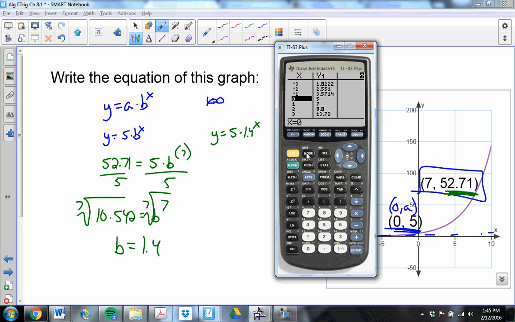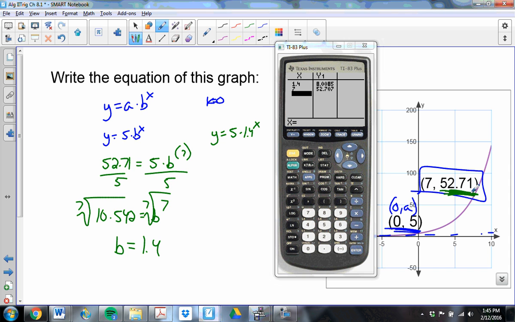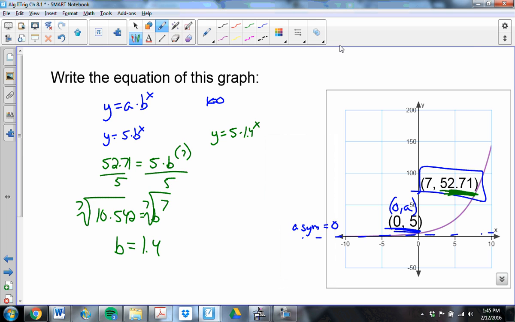I'll plug in 1.4. I'll change my table set to ask. And at 1.4 we get out, that's silly of me, I'm sorry, plug in a 7, you get out 52.7. So thank you, that one was not my smoothest video, but I think it gets the job done.